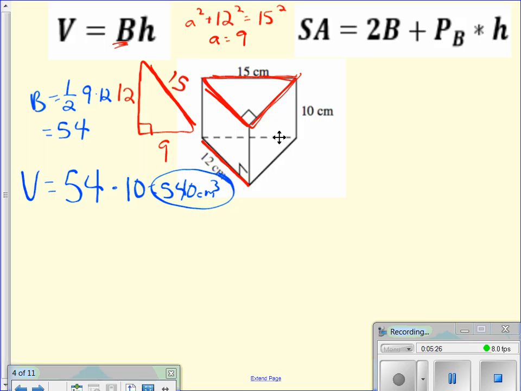Perfect. Okay. Now let's get on to surface area. Looking back at surface area, I want to again look at that base, and I already found the area. So surface area equals 2 times the base area, which is 54, plus, now I need the perimeter of the base, but I already have all the sides labeled individually.